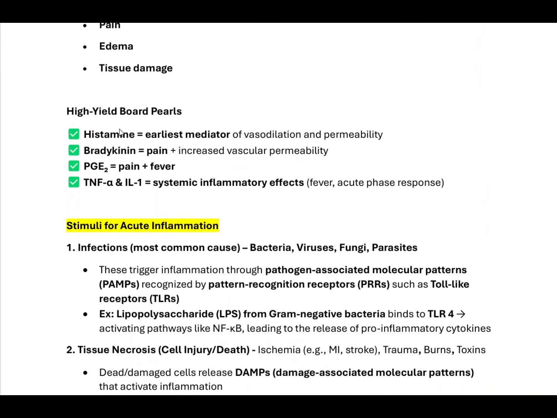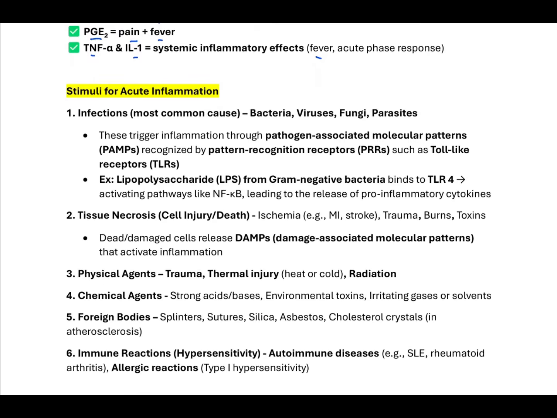So in summary, remember, histamine is the earliest mediator of vasodilation and post-capillary venous permeability. Also, bradykinin will cause pain and increase vascular permeability. And prostaglandin E2 could cause pain and fever. And TNF and interleukin-1 could lead to systemic inflammatory effects like fever, acute phase response, as we're going to see later. So let's now move on to talk about what are the stimuli for acute inflammation.